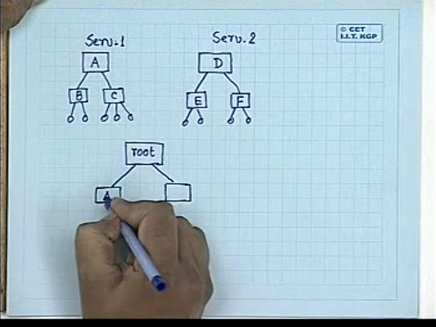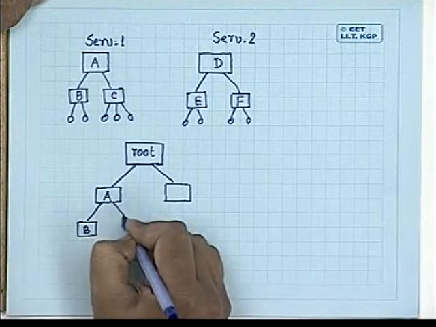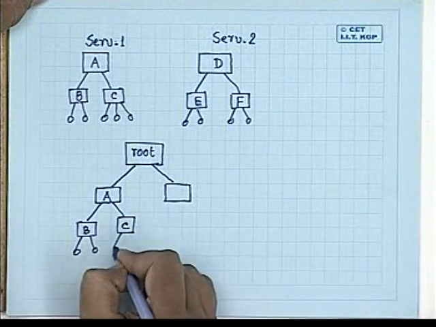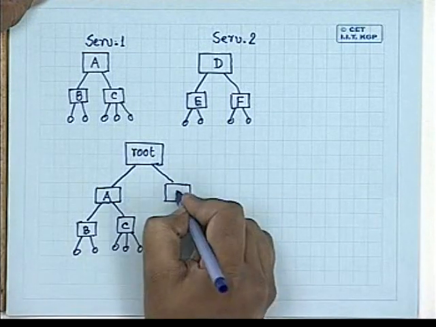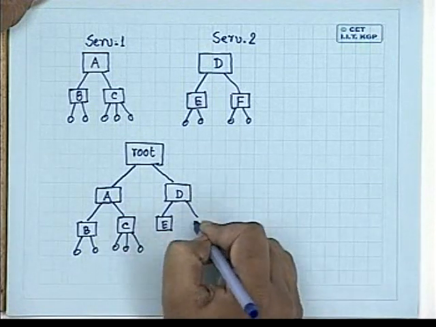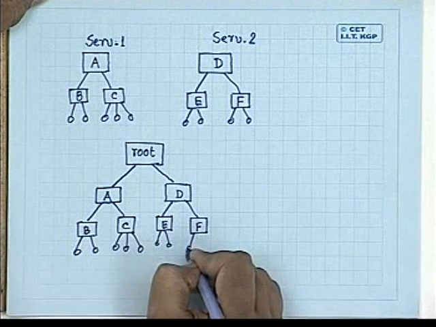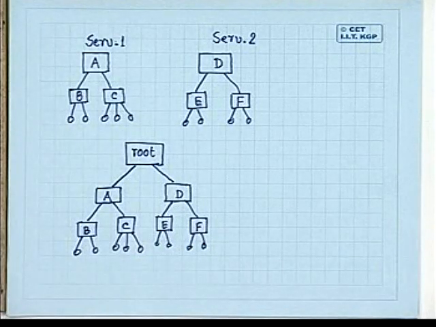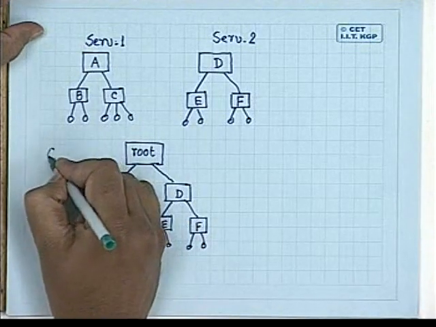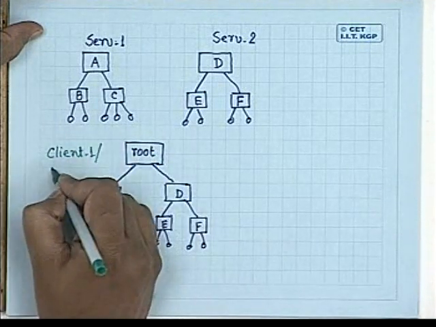So here the situation can be something like this: A, B, C, and the remaining things are as it is. Here it will be D, E, F. So in this case, both the clients, client 1 and client 2, will have the same view of the directory structure.